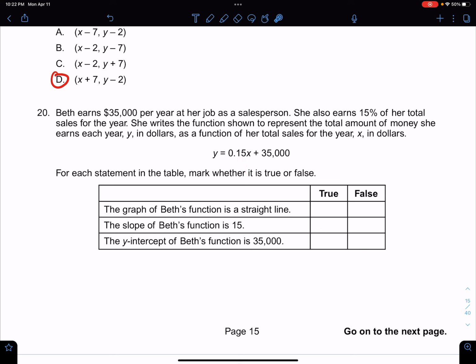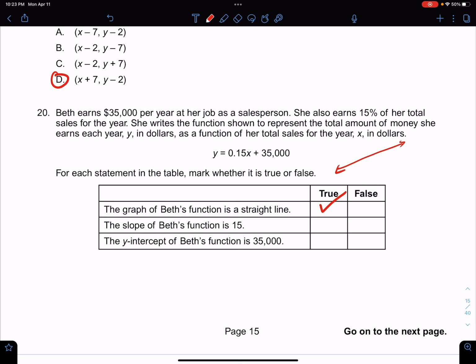Okay, so it says for each statement in the table, mark whether it is true or false. The first one says the graph of Beth's function is a straight line. I'm going to say this is true because this right here grows at a constant rate, right? So my graph here would look something like this. I would just have a line like that. So I know it's going to grow at a constant rate.